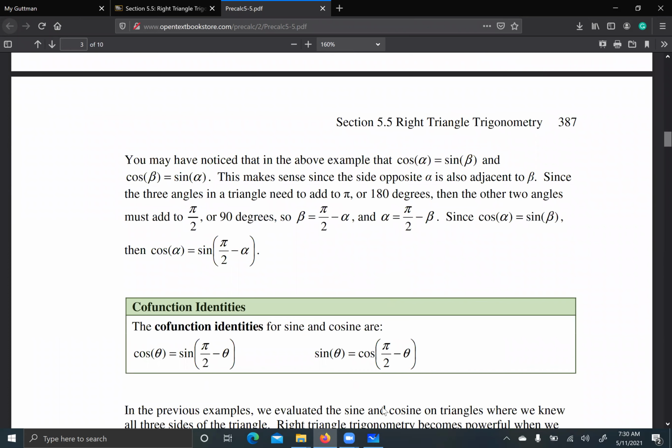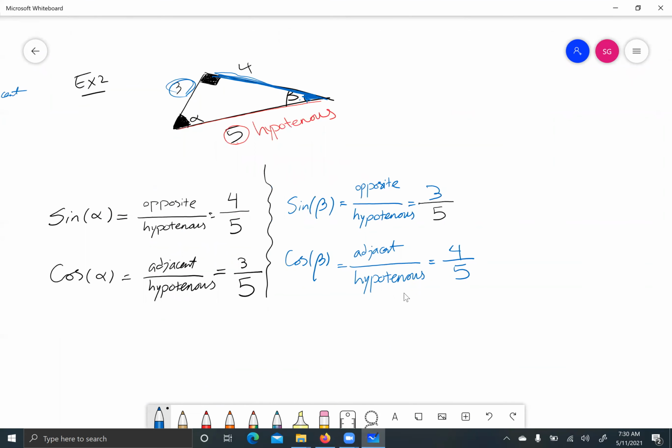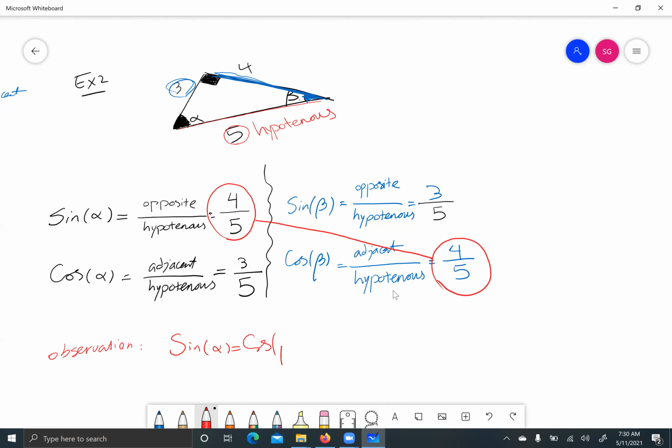Now pay attention to the relationship here. What do you observe? For example, here the sine of alpha is 4 over 5. Cosine of beta is also 4 over 5. You see that? They are the same. So here, the observation is that sine of alpha is the same as cosine of beta.